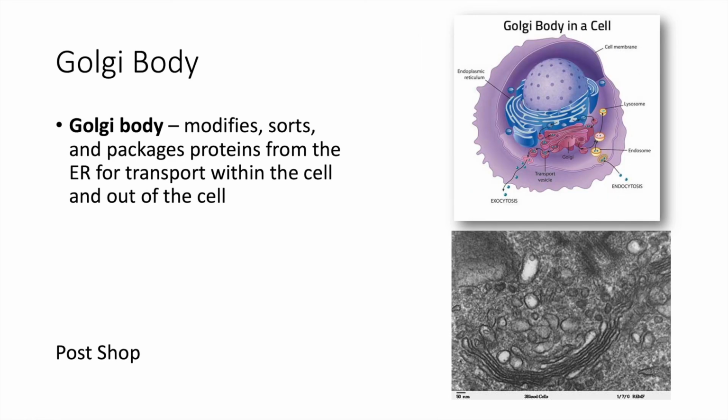Right, and then lastly we've got the Golgi Body. Golgi Body modifies, sorts, and packages proteins from the ER for transport inside the cell and then also out of the cell. I like to think of the Golgi Body as a post office. It helps to package proteins up so that they can be transported. This is a drawing of one in a cell, and then we have an actual photo of one just down here.